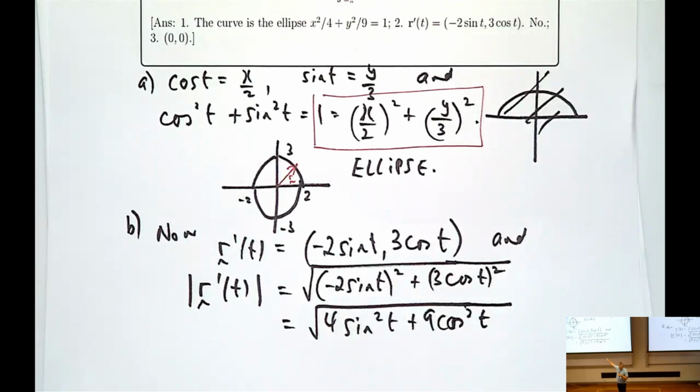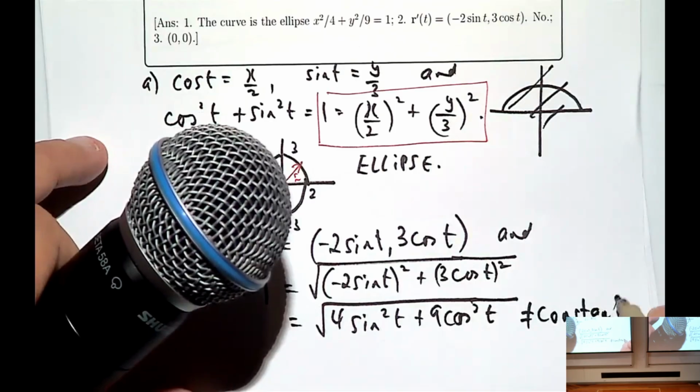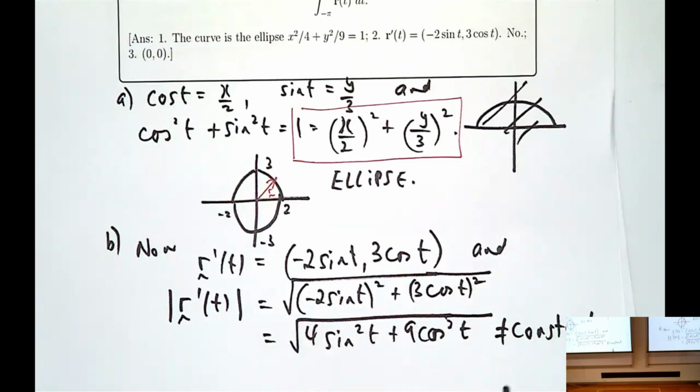Unfortunately, is this constant? Can we simplify that down to just a number? No, we can't. It would be lovely to do it, but we can't do it. So what does this tell us? It tells us that the speed varies around the ellipse. The speed varies. Okay, so is the speed constant? Speed is not constant.